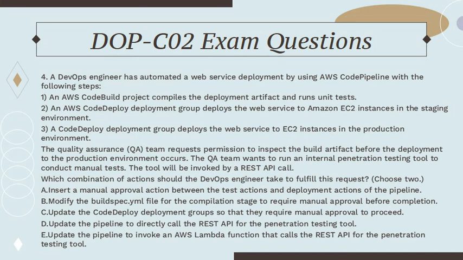D. Update the pipeline to directly call the REST API for the penetration testing tool. E. Update the pipeline to invoke an AWS Lambda function that calls the REST API for the penetration testing tool.